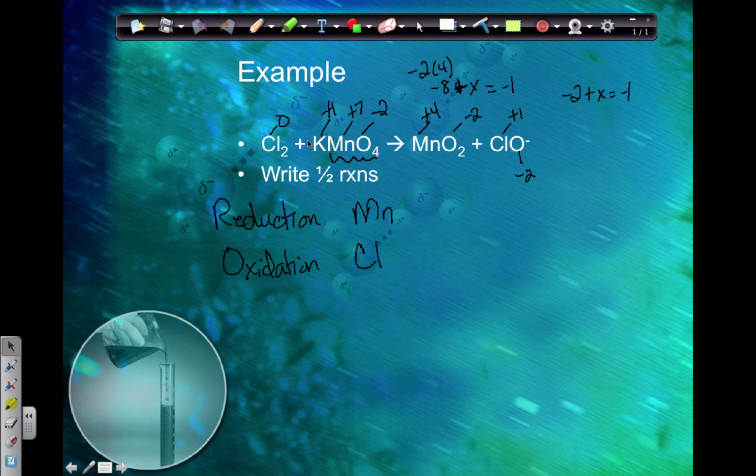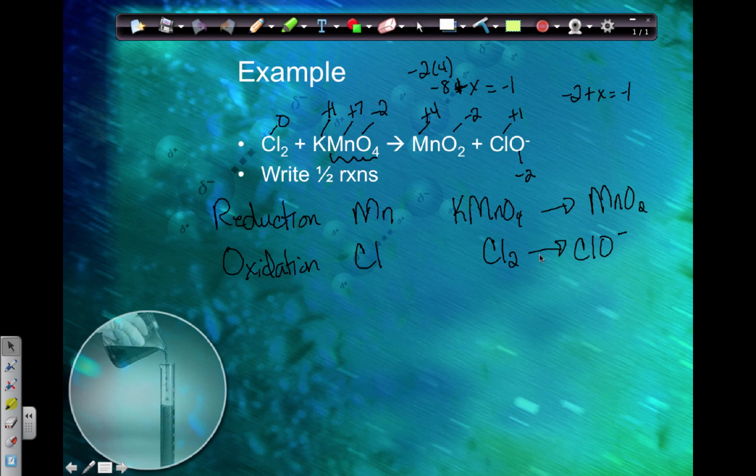All right, so now let's see. On this side, manganese is potassium permanganate, and on the product side, it's MnO2. Okay, so now for the oxidation, chlorine is this on the reactant side, and on the product side, it is this. All right, so now we have our two half reactions. We're going to go to the next step.